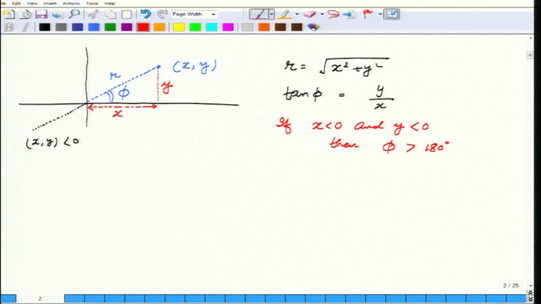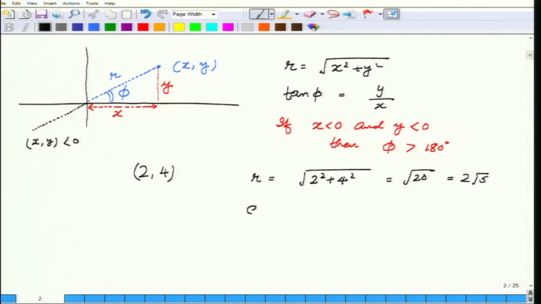So, let us now solve the first problem, where we are given the Cartesian coordinates as x and y, and therefore, r is going to be square root of 2 squared plus 4 squared, and that is square root of 20, which is 2 root 5, and phi is going to be tan inverse of 4 over 2, which is tan inverse of 2.